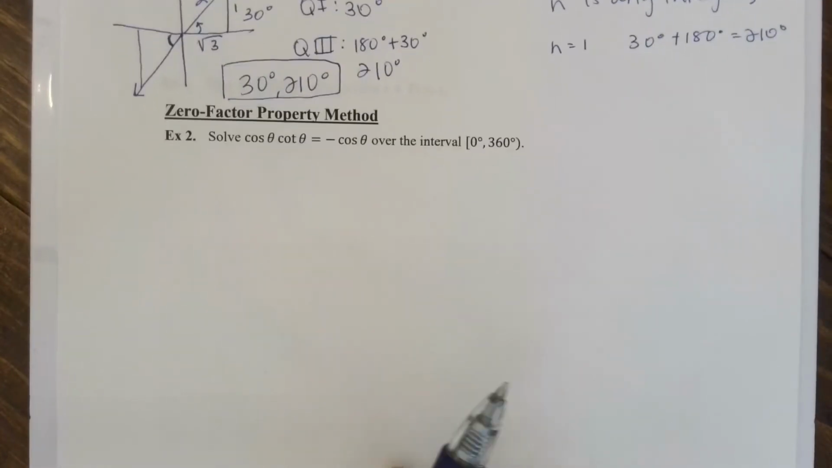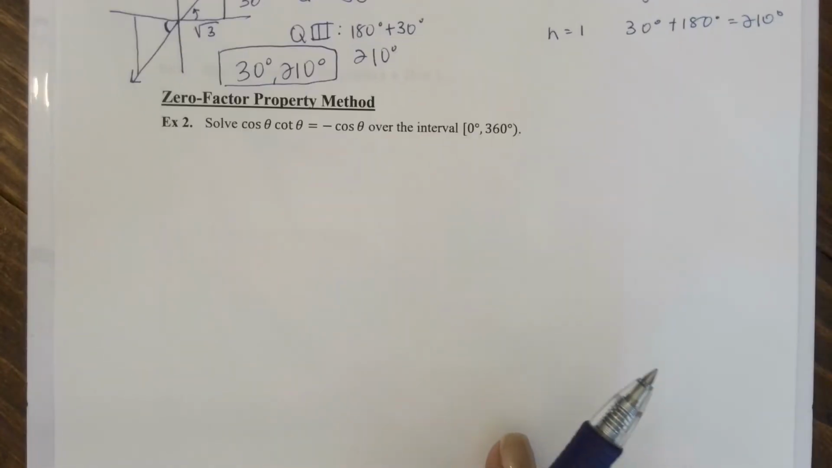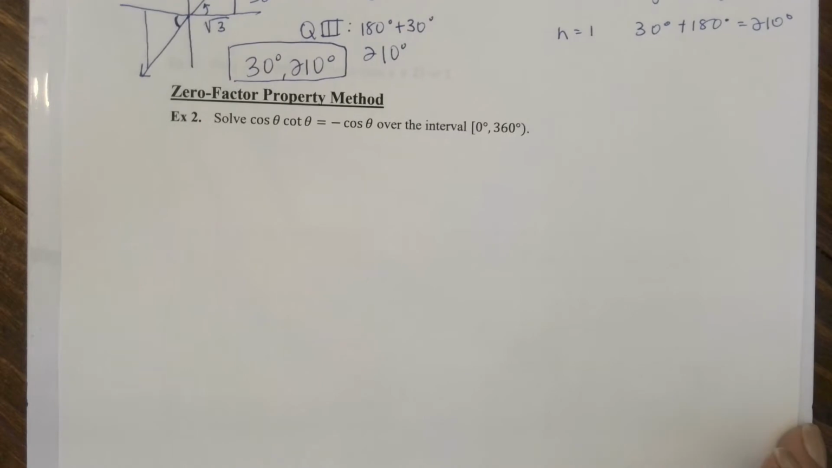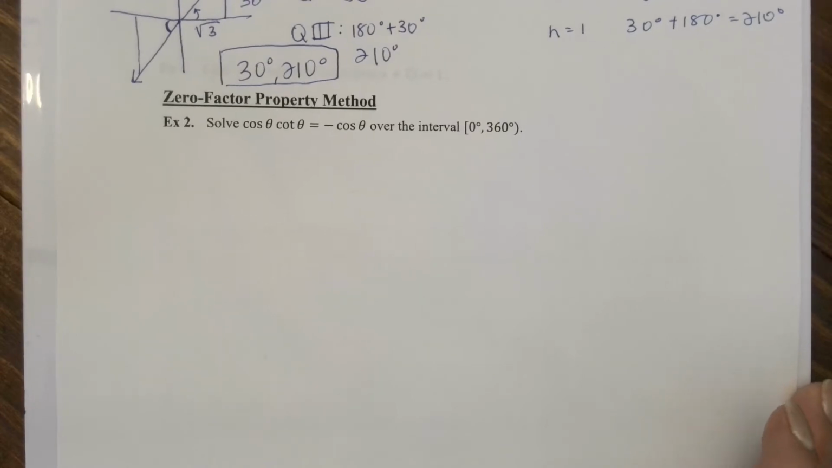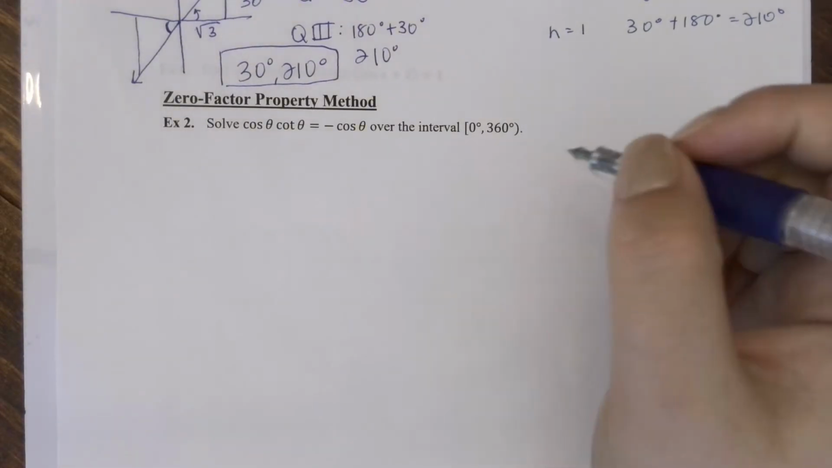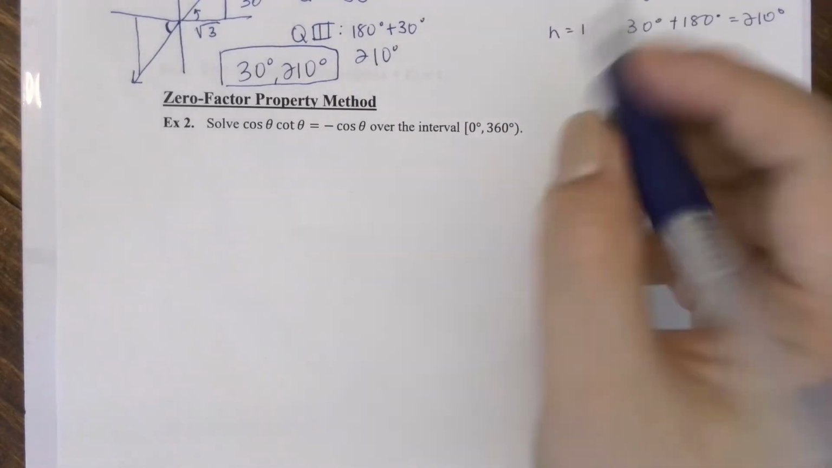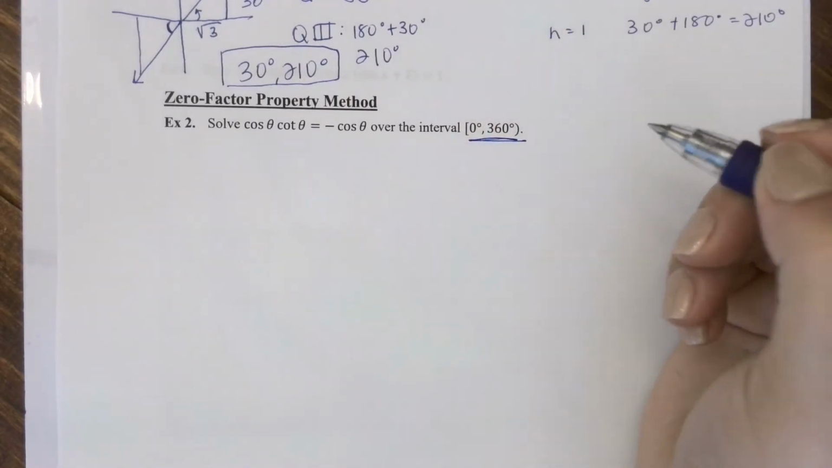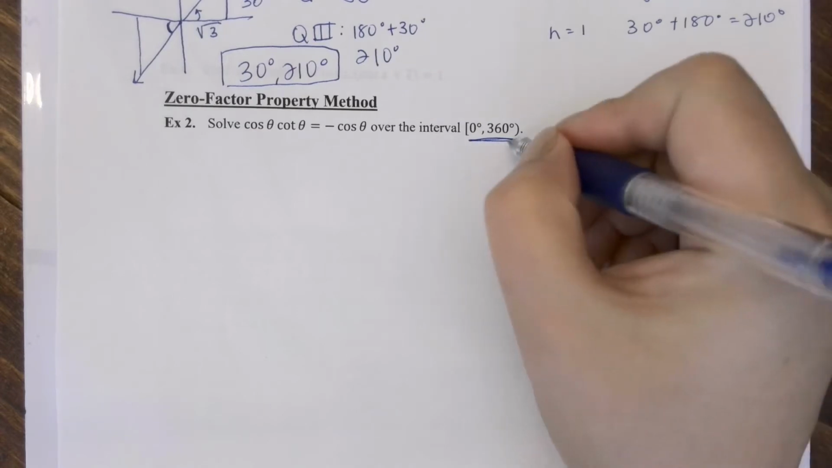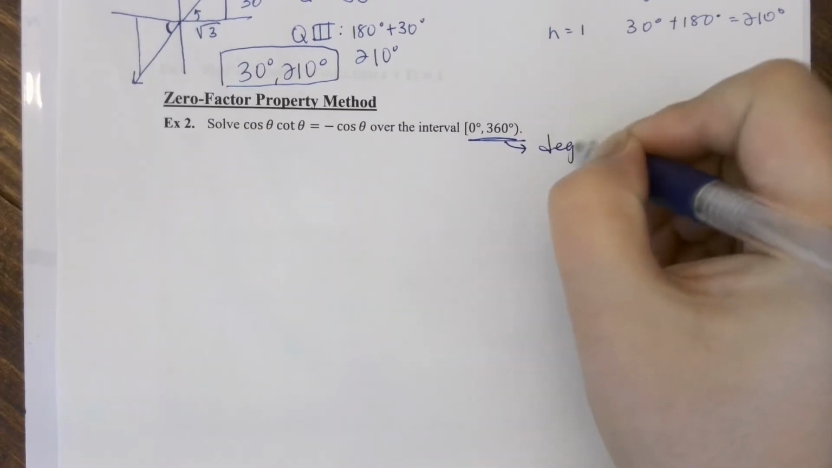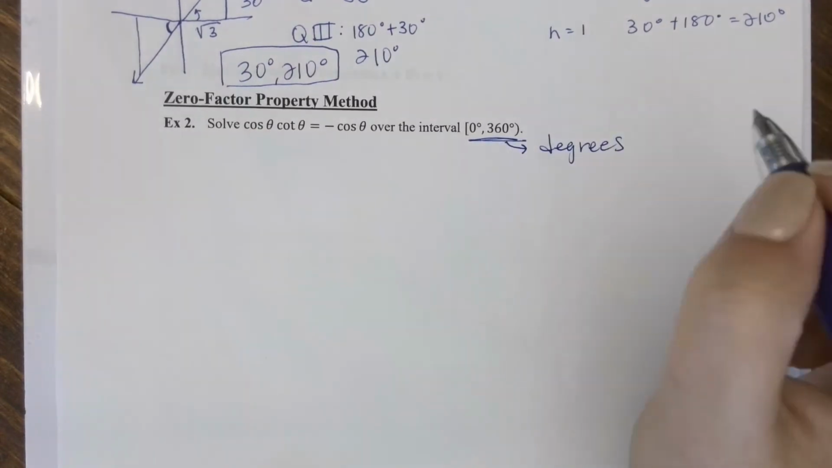The next method is a zero factor property method. So we want to solve cosine theta times cotangent theta equals negative cosine theta over the interval 0 degrees to 360 degrees. Okay, so notice, just like in the previous problem, we have 0 degrees to 360 degrees, which means our answers are going to be in degrees.